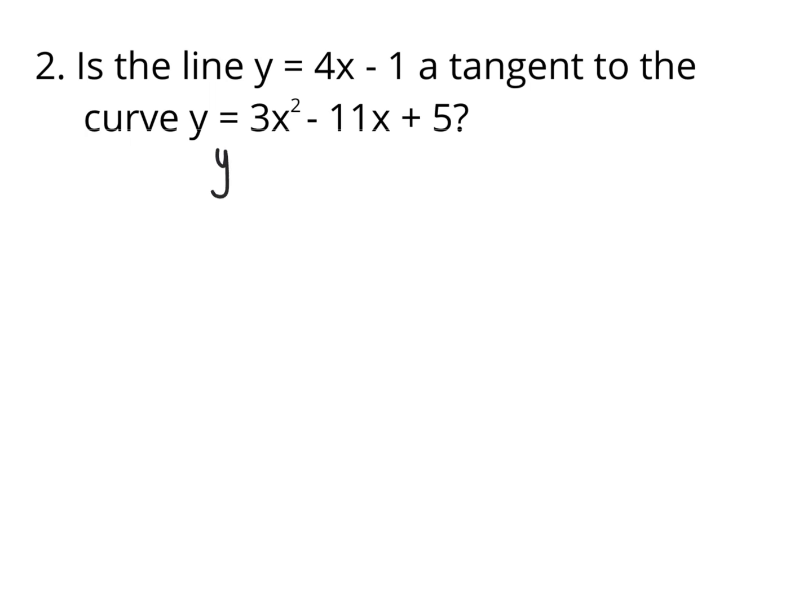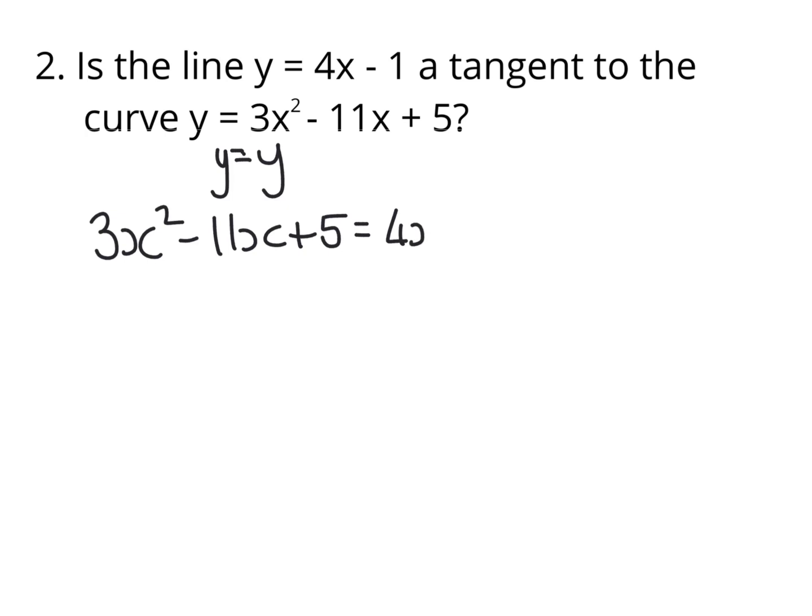So we're going to set y equal to y. We're going to put the quadratic on the left-hand side. So we've got 3x squared minus 11x plus 5 equals 4x minus 1. We're going to bring everything to the left-hand side. So 3x squared, this will become minus 15x, and minus 1 will become plus 1, so we'll get a plus 6.